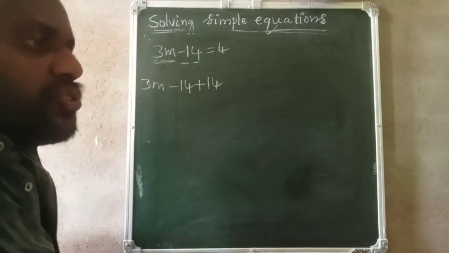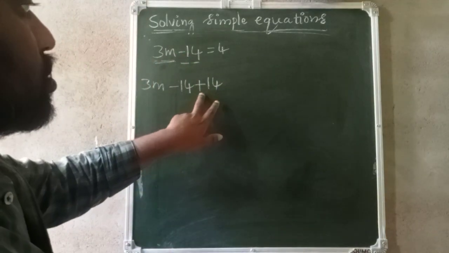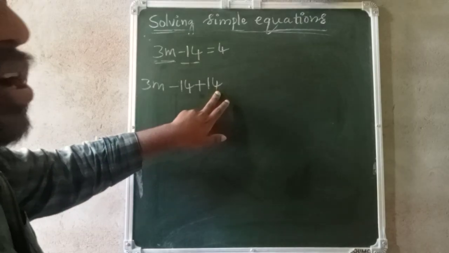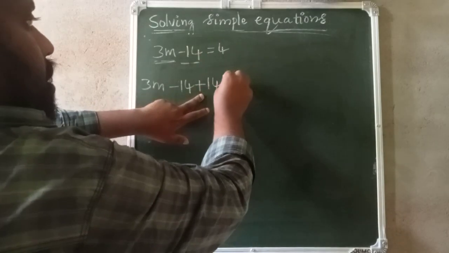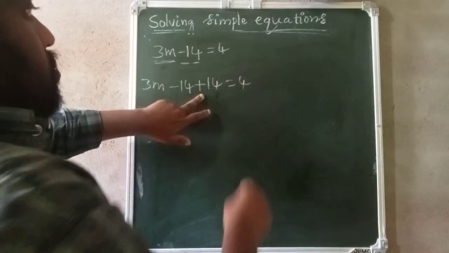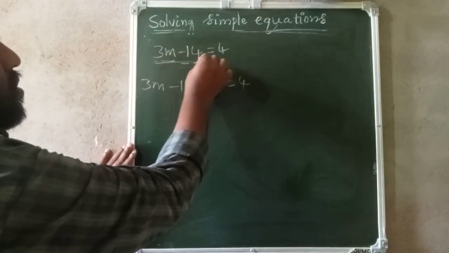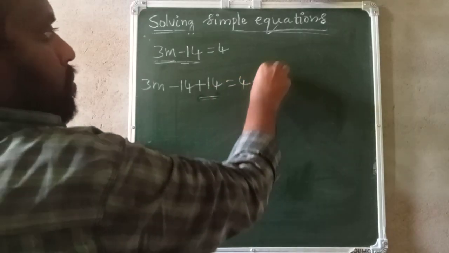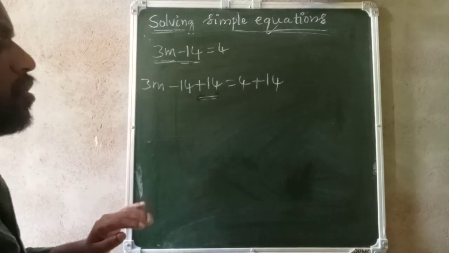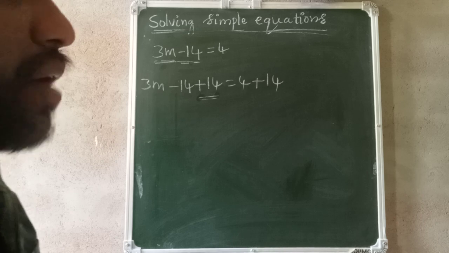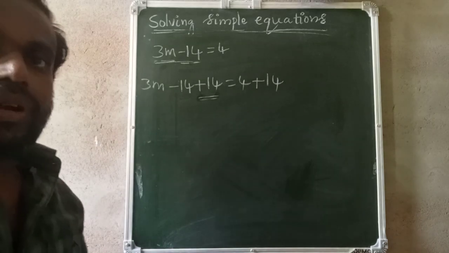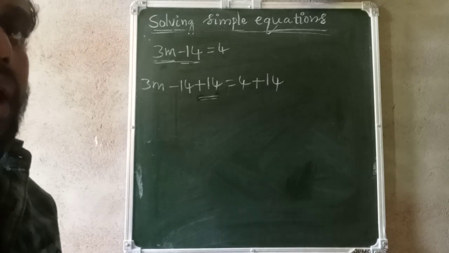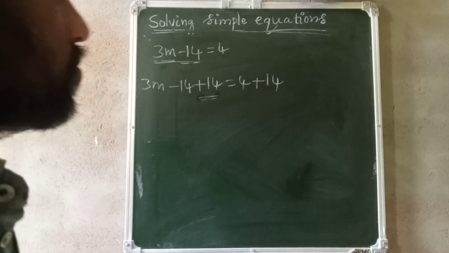But your point is, since you are adding extra plus 14, so you have to add both sides, not one side. That means equal sign you write, 4 you write as it is. So this side you added plus 14. Even this side also you have to add the plus 14. Both sides of the equation you have to add the plus 14. Okay, otherwise answer will become wrong.